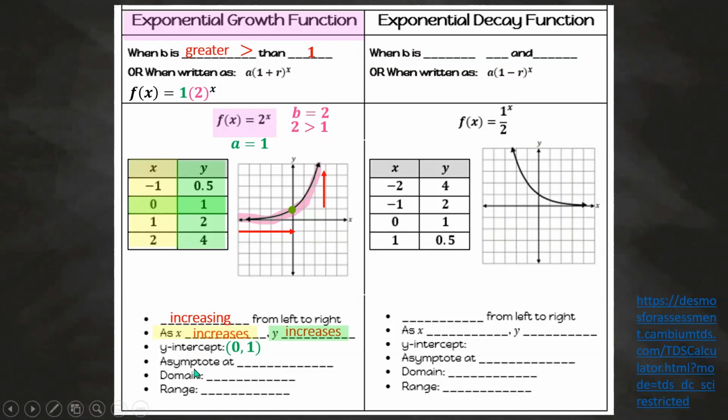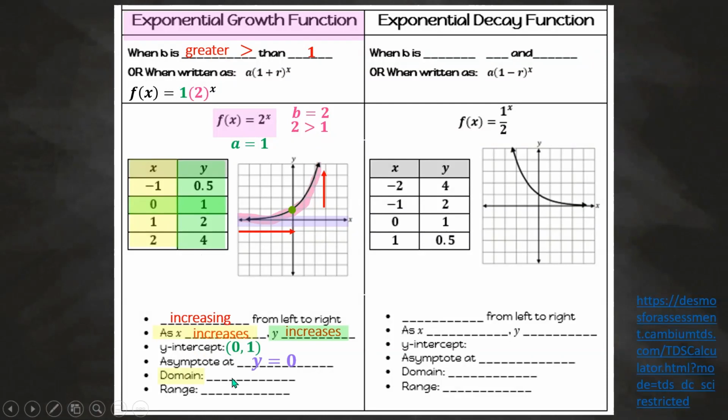The asymptote is this imaginary line. I just highlighted the x-axis, and that is where y is equal to 0. So that is the line that the function will approach but will never ever cross.